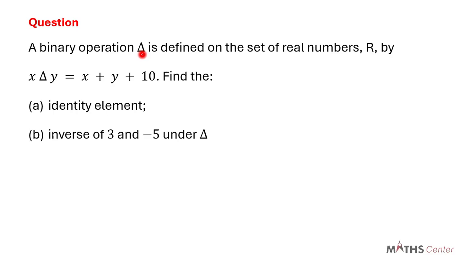A binary operation delta is defined on the set R of real numbers by x delta y is equal to x plus y plus 10. The first part of the question says we should find the identity element, and the second part says that we should find the inverse of 3 and negative 5 under delta. So let's start with the first part, the identity element.